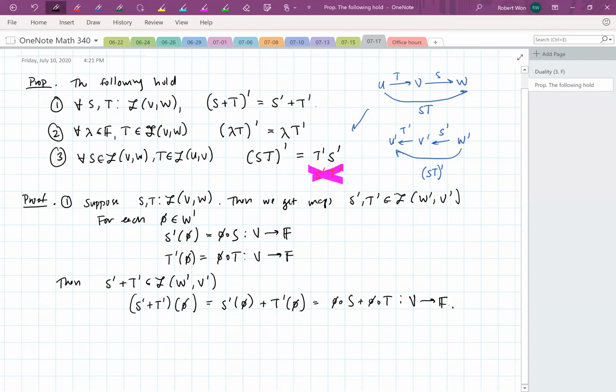Okay, so here I've added the dual of S to the dual of T. I'm describing the right-hand side of this equality. On the other hand, we could also first add S and T as functions and then take their dual.